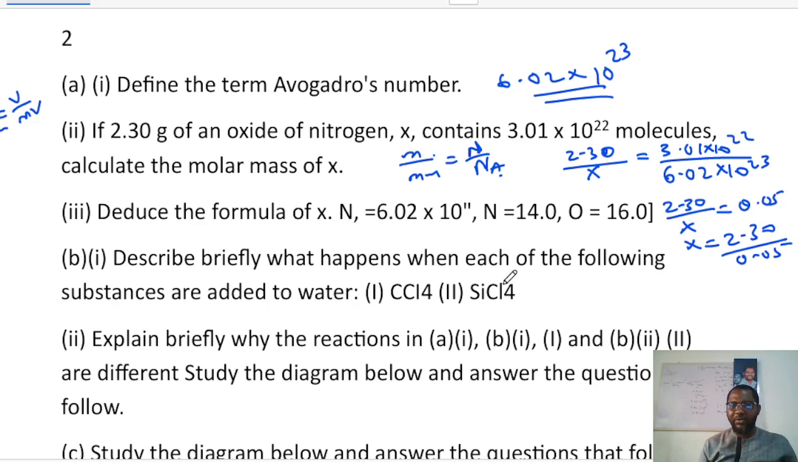And that is going to give us 46. So the answer is 46. Okay, so that oxide of oxygen is 46. So the next question says, deduce the formula of X.